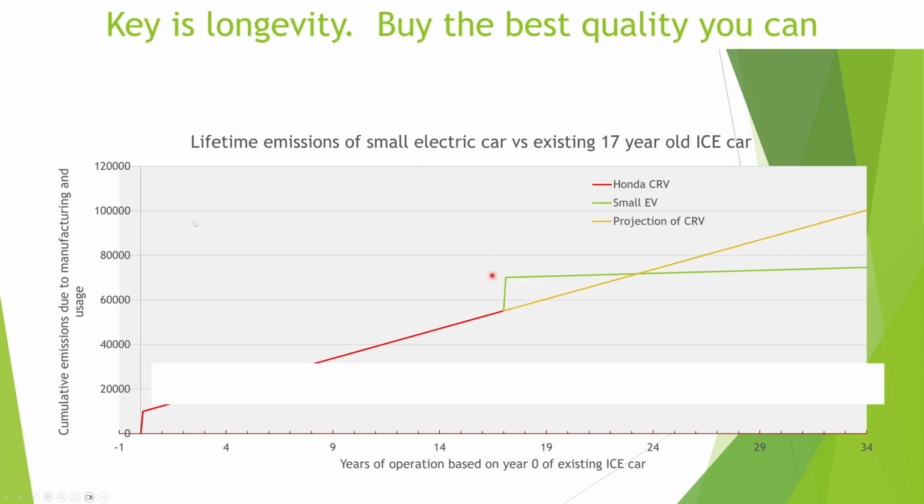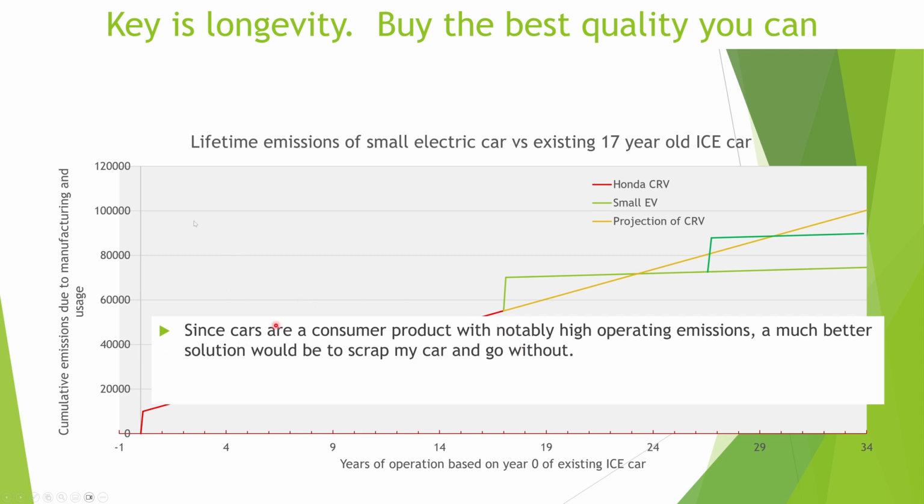As I mentioned, cars are a consumer product, and a good quality car will last a long time. Obviously, if I buy a rubbish quality electric car, then I'll be back to square one, as I mentioned earlier, and my lifetime emissions will be low, assuming that I could keep the Honda on the road, which I'm absolutely certain I can. Now, because of that, a much better solution would be to scrap my car and go without. If I scrap my car, I would reduce the transport emissions to pretty much 0, because even the worst public transport system is so much better than private transport that it's really not worth worrying about.